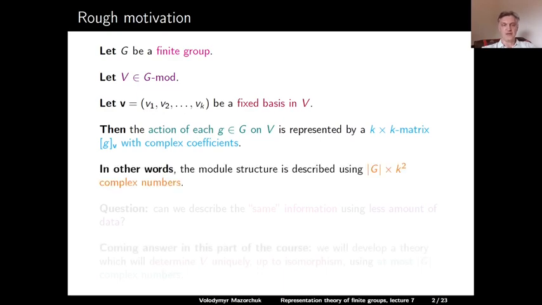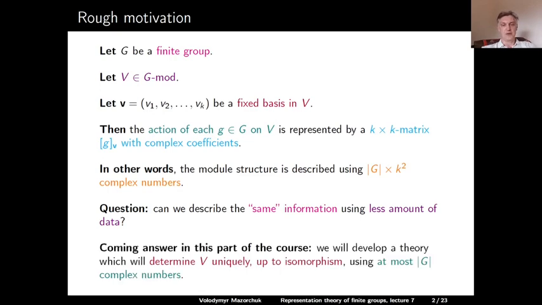In other words, if you want to describe the whole G-module structure on V, the structure can be described using the cardinality of G times k-squared complex numbers. It is natural to ask the following question. Can we describe the same information using less amount of data?